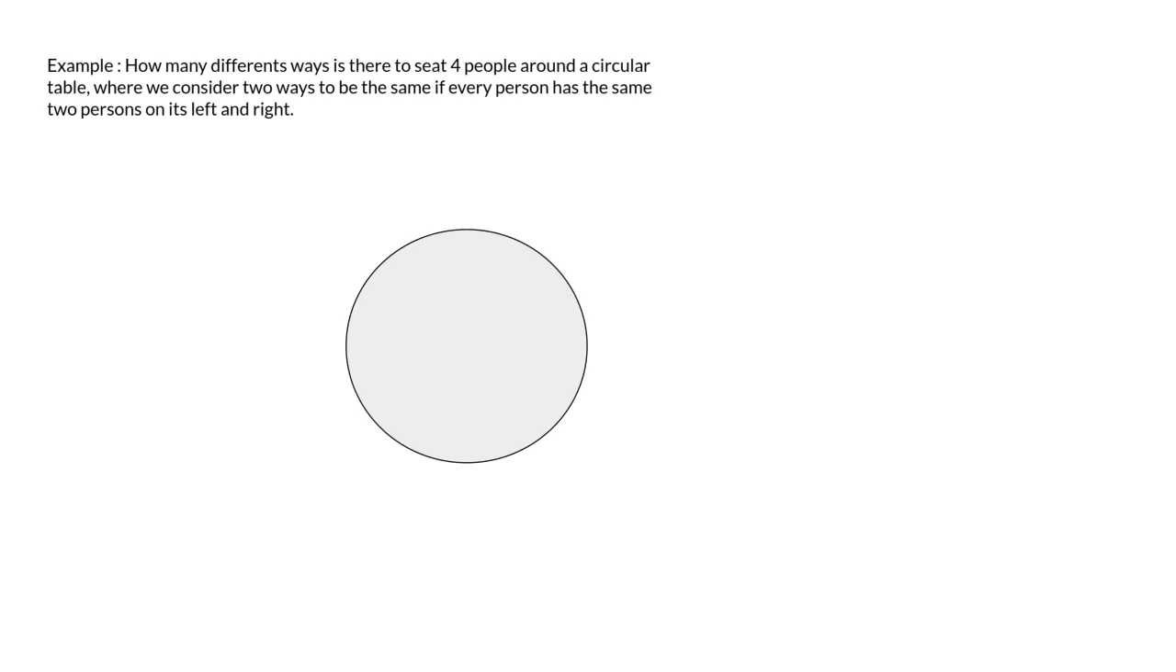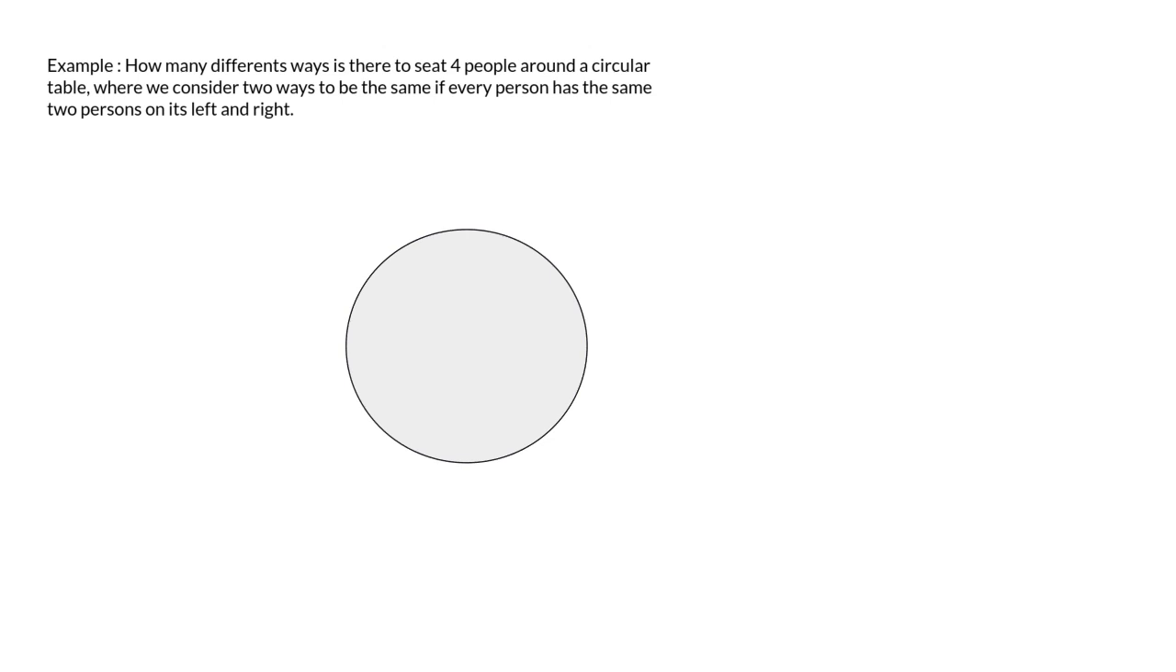The question asks how many different ways is there for seating four people around a circular table, and it has defined what it means to be different. And it says if a person has the same two persons around on both left and right, then we say that the two situations are the same. So let's see an instance of that. Okay, so this is our circular table here.